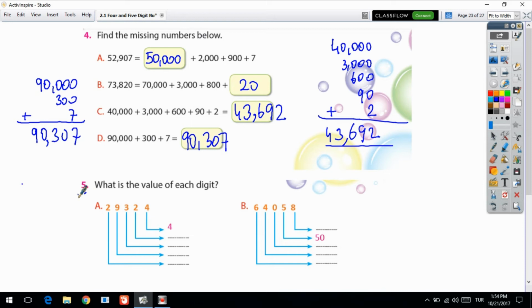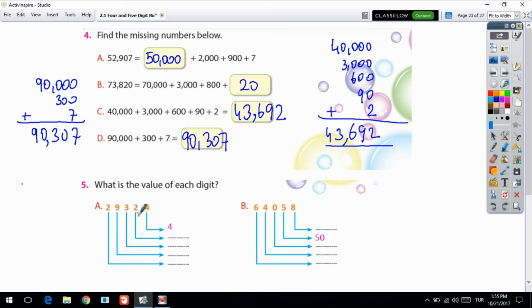Question 5 says, what is the value of each digit? So we have learned from the last lesson, right? I explained everything about the place value of each digit. Now let's look at the 4. Which digit is 4 in? 1. To get the value, I need to multiply the number by the value of each digit.